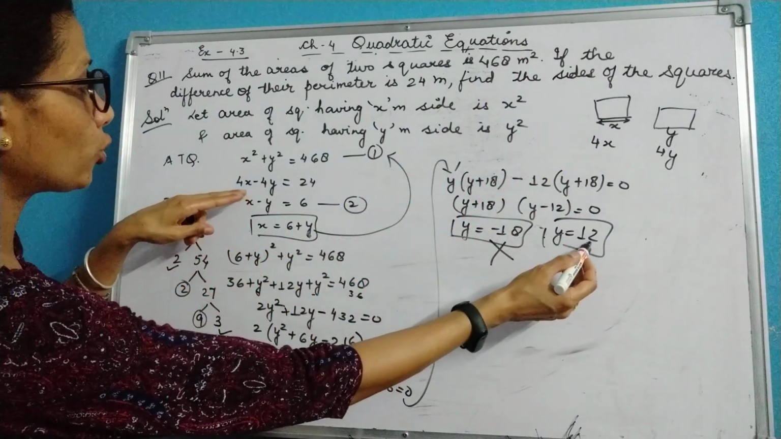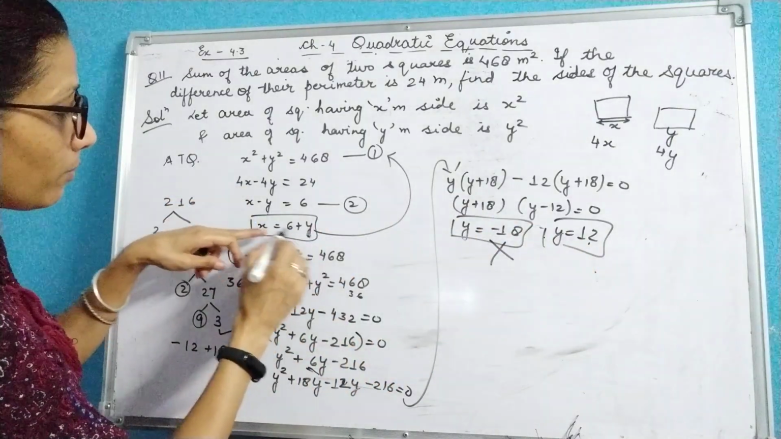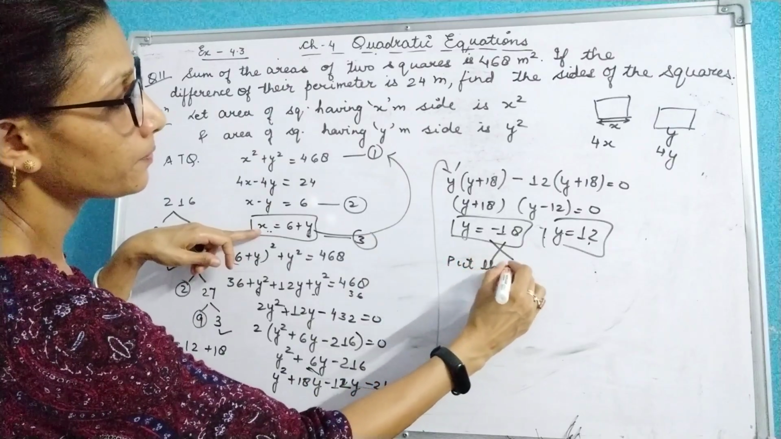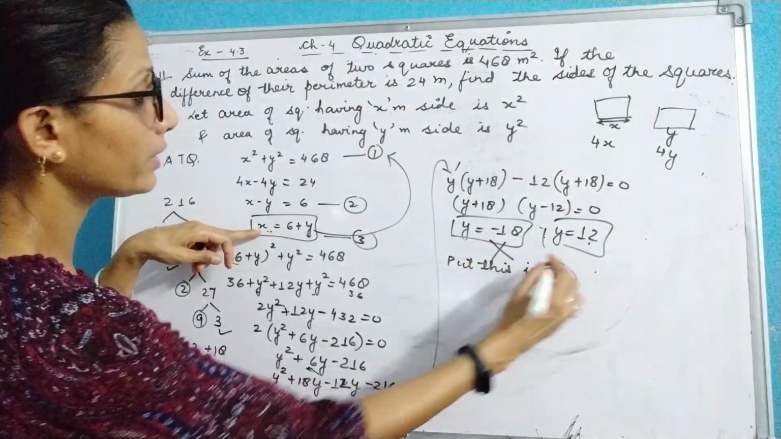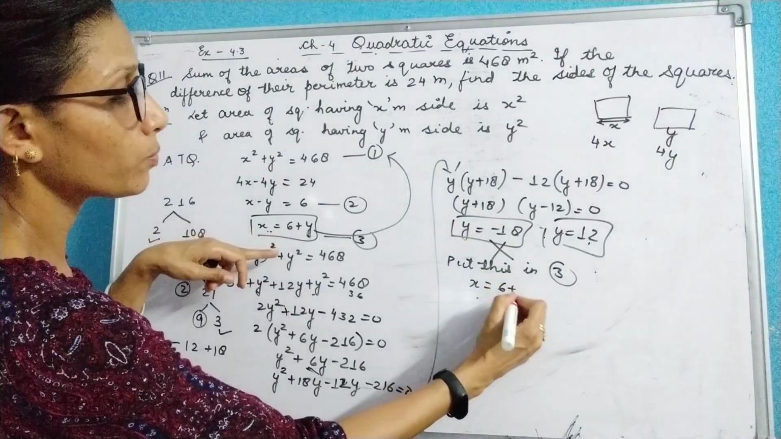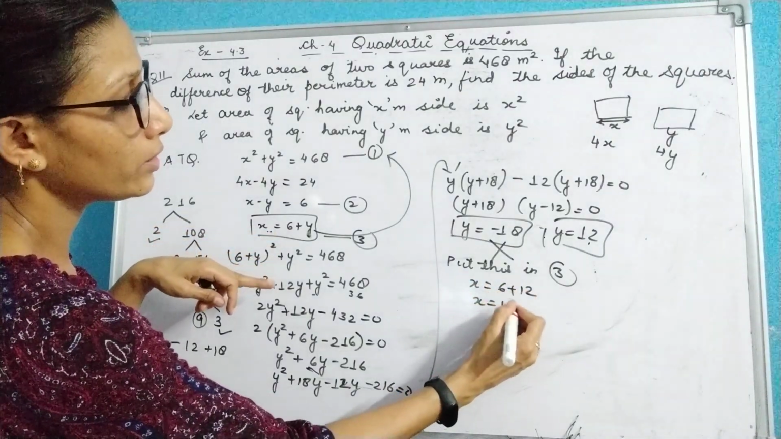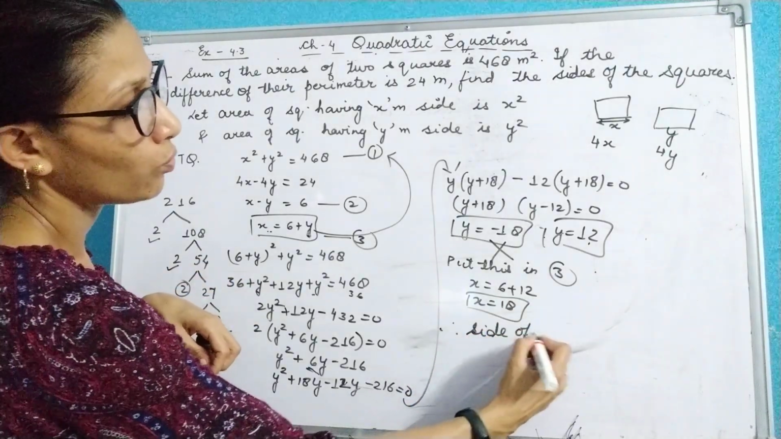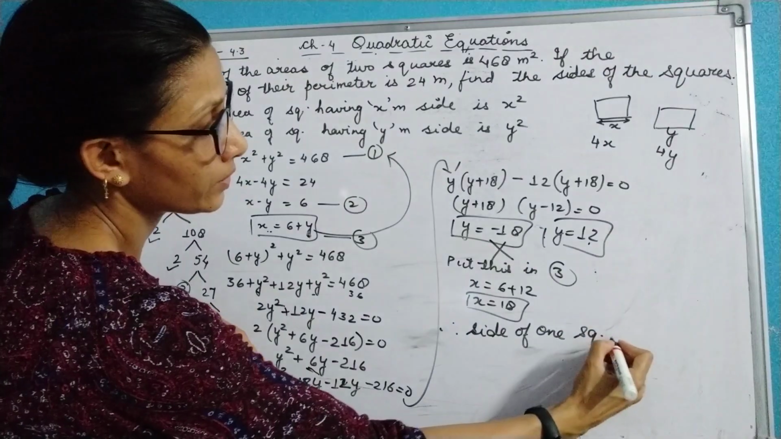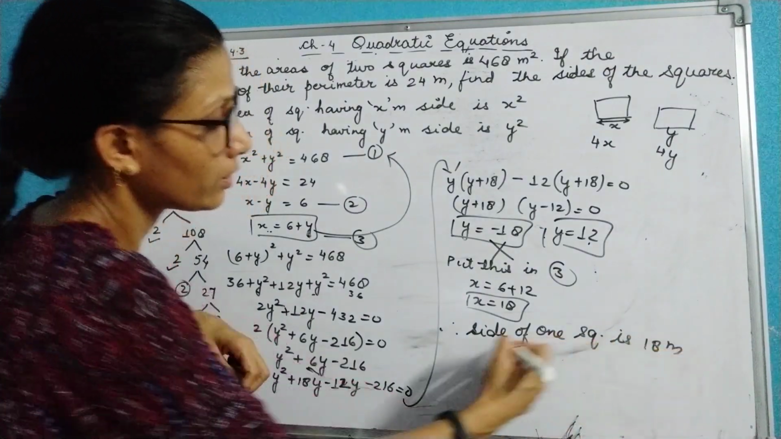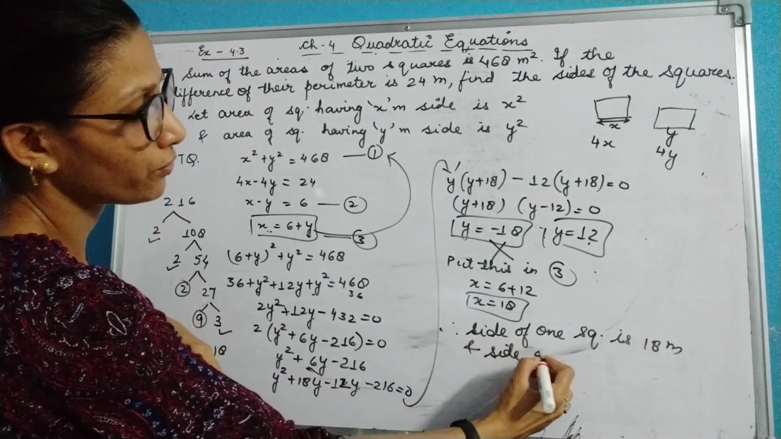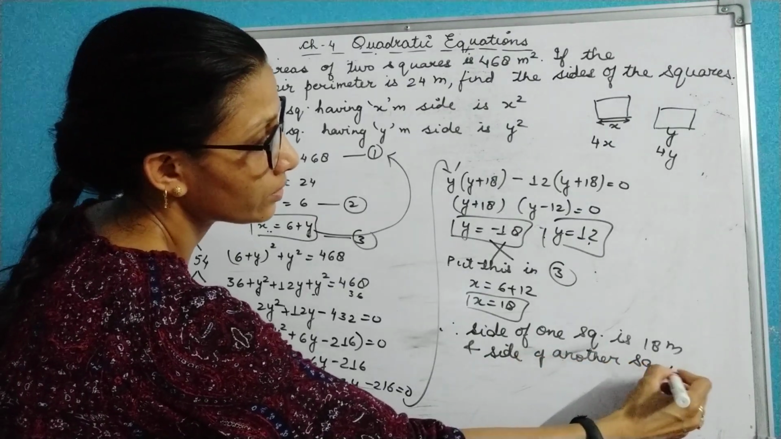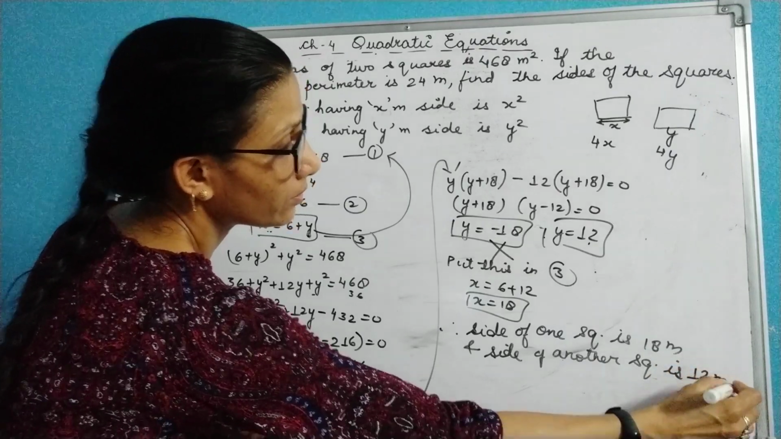Now if y is 12, then what will be your x? Put this in equation 3. So I will be getting x equal to 6 plus 12, which is equal to 18. Therefore, the side of one square is 18 meters and the side of the other square is 12 meters. That's it.